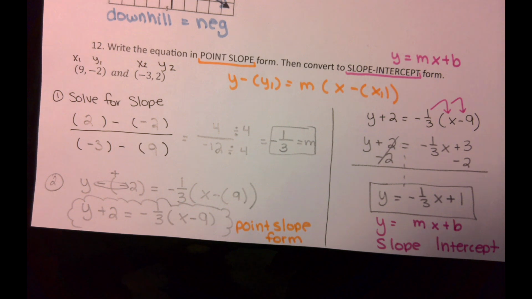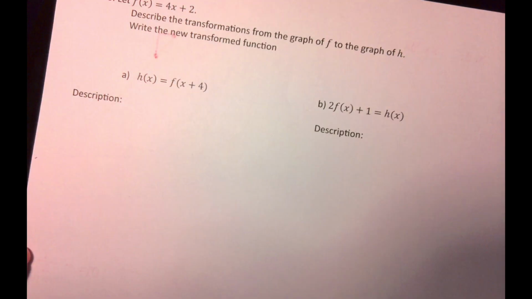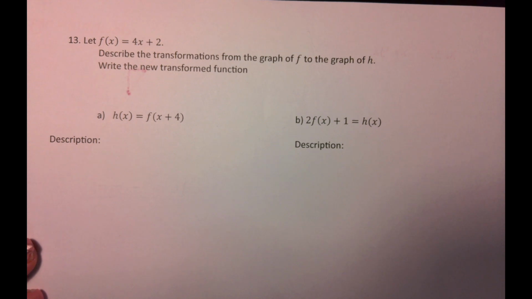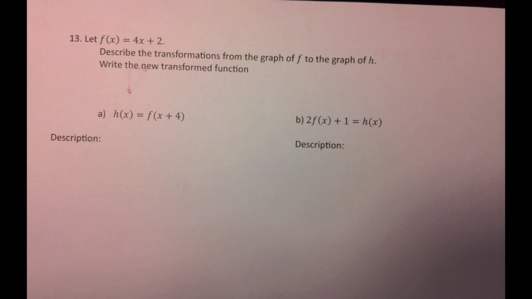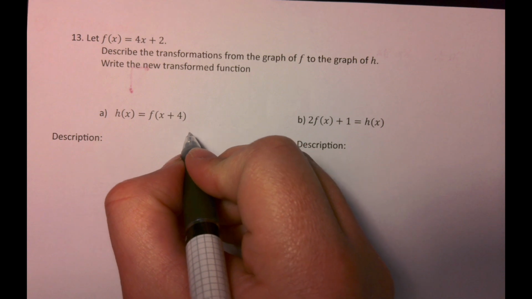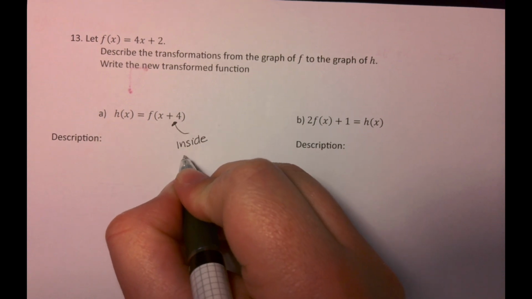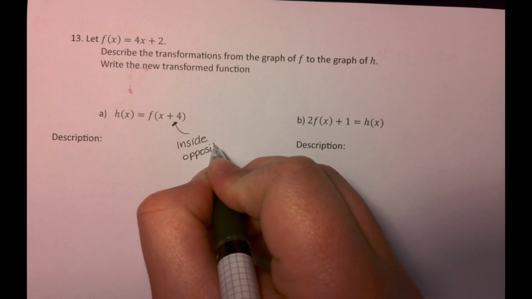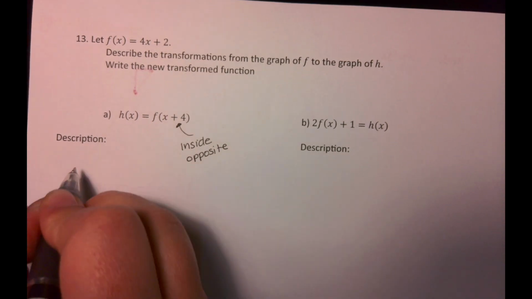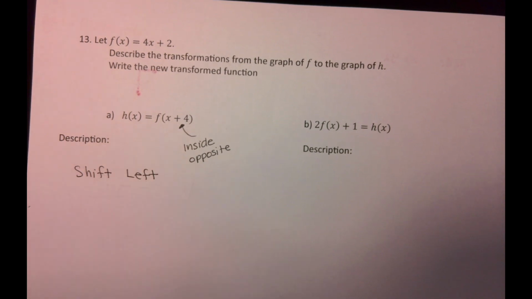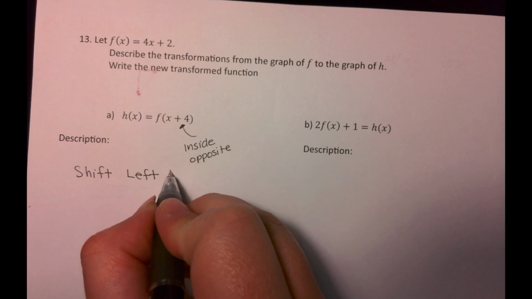All right, let's move on to one last question. This is your transformations from the graph f to the graph of h. Write the new transformed function. So a couple things are happening here. You have to describe and then you have to write your new function. So for the description, we are looking inside. Inside means opposite. So that means we are going to shift left. Even though it looks like a plus, it's actually a minus 4.